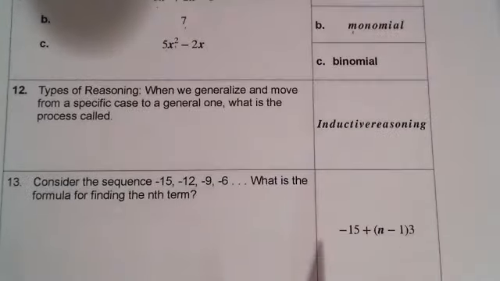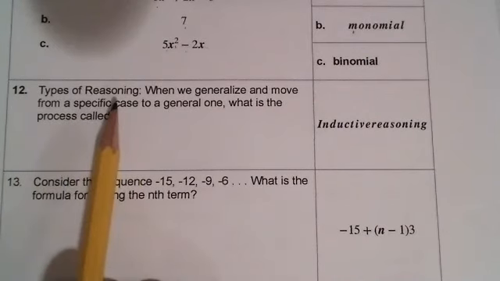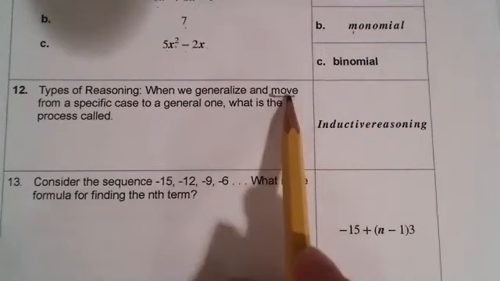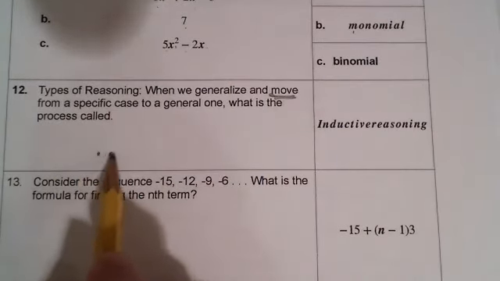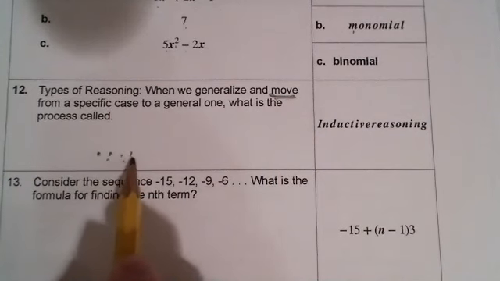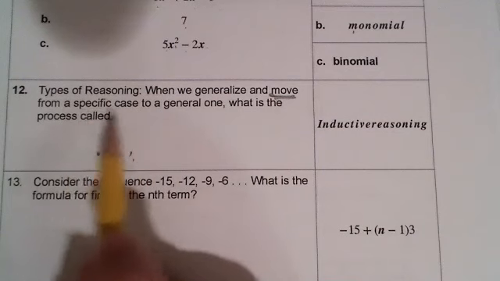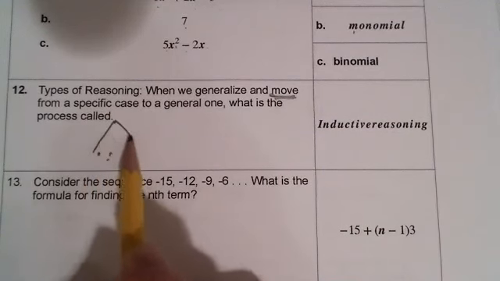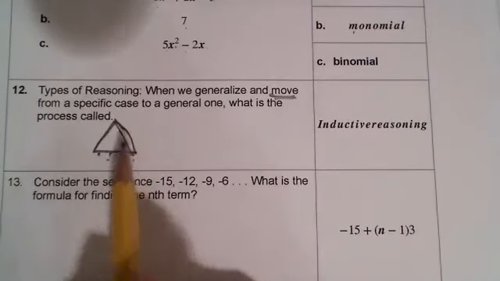All right. Now, type of reasoning. We went over this last week. 2 types of reasoning, deductive and inductive. When we generalize and move, I'm going to underline this word, we're moving from the specific details, all these little specific details that are happening, in a specific case, to a general one. We're moving up to a general point here, to one point here, my pyramid here.